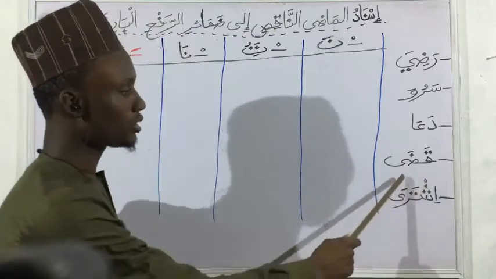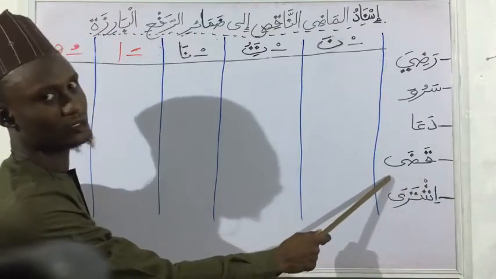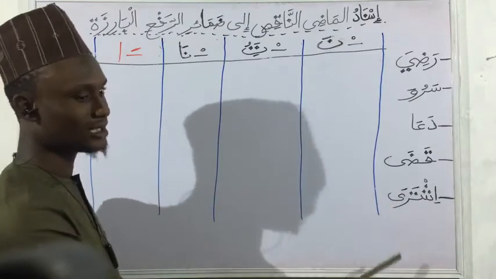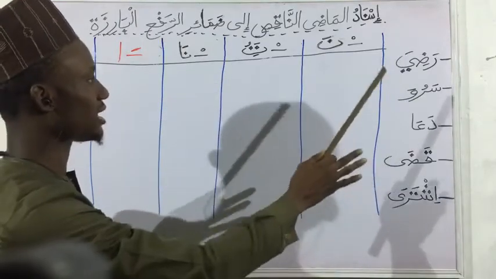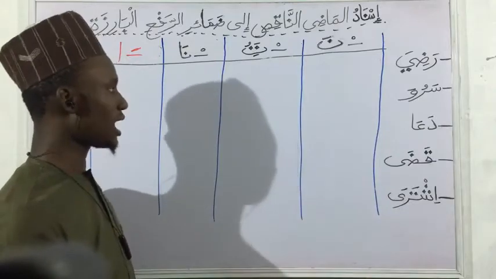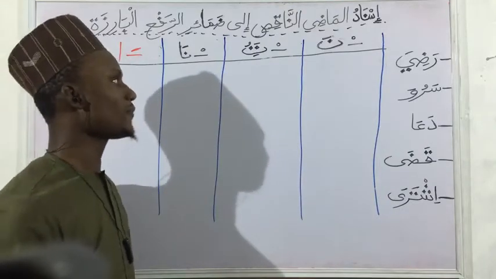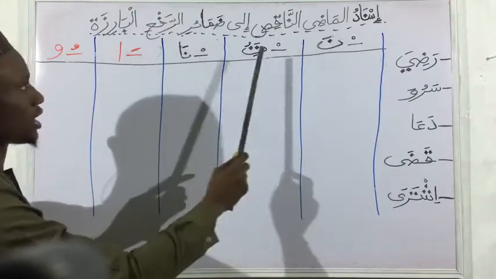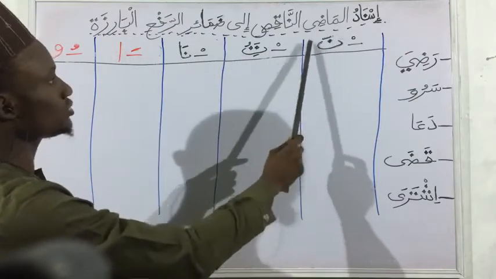So Qada, it is ending with an alif, not a ya. Ishtara, it is also ending with an alif, not a ya. So those are the examples that I'll be using for our explanation today. Now, also up here we have our dhamir al-rafi', nun niswa.